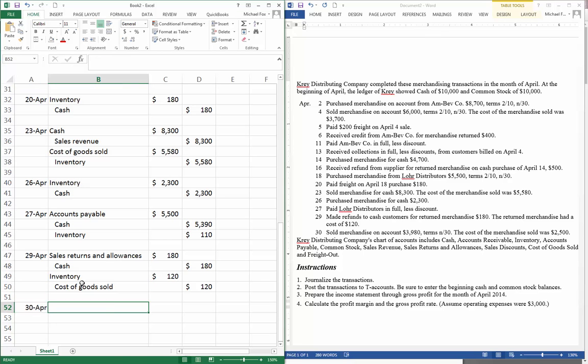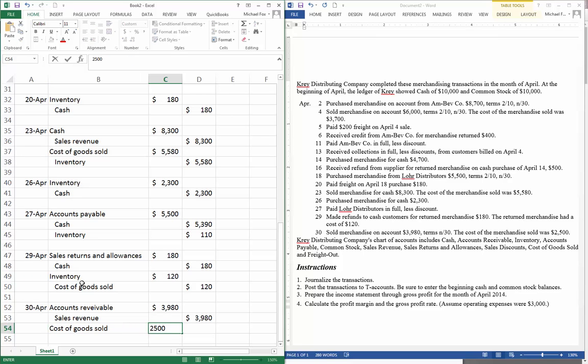30th of April, sold merchandise on account, $3,980, terms net 30. The cost of the merchandise sold was $2,500. So our accounts receivable will increase by the amount of the sale, $3,980, as will our sales revenue. And our cost of goods sold expense will increase by the cost of the items, $2,500. And our inventory will decrease by the same amount.